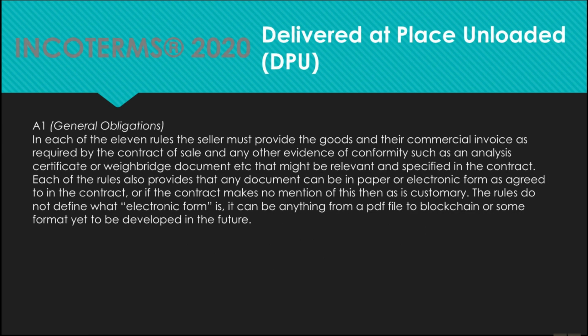A1. General obligations. In each of the 11 rules, the seller must provide the goods and their commercial invoices as required by the contract of sale and any other evidence of conformity, such as an analysis certificate or weighbridge document, etc., that might be relevant and specified in the contract. Each of the rules also provides that any document can be in paper or electronic form as agreed in the contract, or if the contract makes no mention of this, then as is customary. The rules do not define what electronic form is. It can be anything from a PDF file to blockchain or some format yet to be developed in the future.